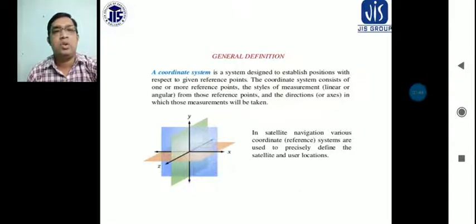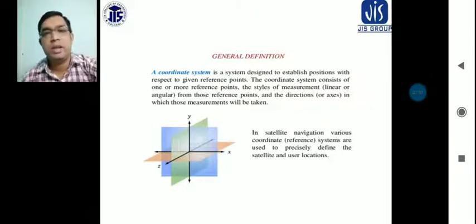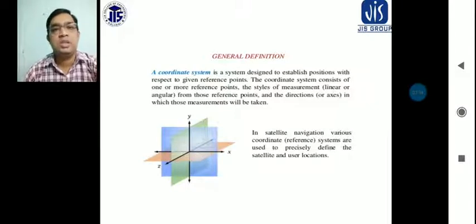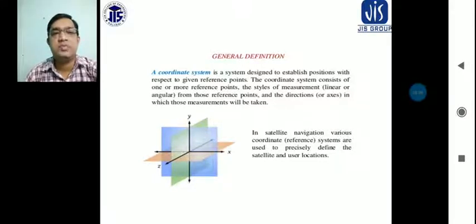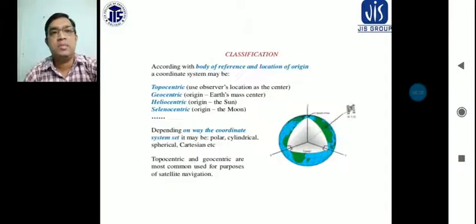Similarly, in satellite navigation you have to give the top position, the vertical position, which is the z axis, the reference points, and which coordinates you have to rotate. You can see in this figure that various reference systems are used to precisely define the satellite and user locations, according to the general definition.